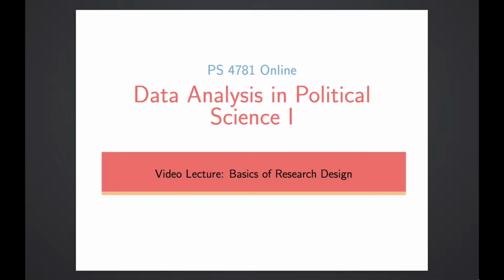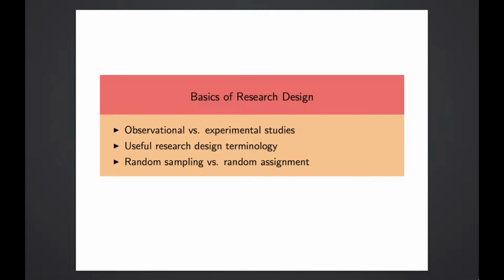Hello and welcome to this lecture on the basics of research design. In this lecture, we're going to go over research design in observational and experimental studies. We're going to talk about lots of research design terminology, and we're going to conclude with a discussion of random sampling and random assignment, and how those different types of randomization affect the sorts of conclusions that we can make from our study.